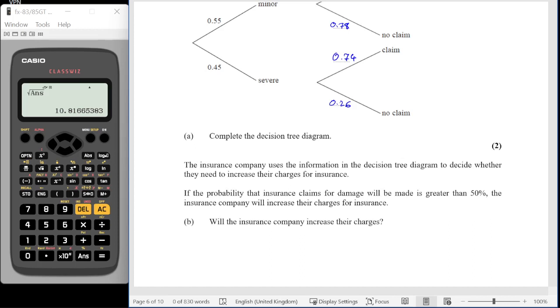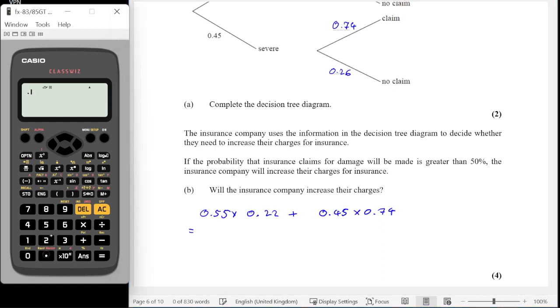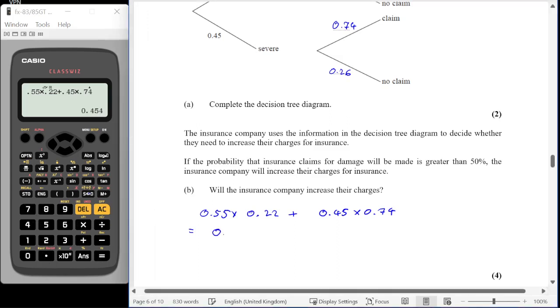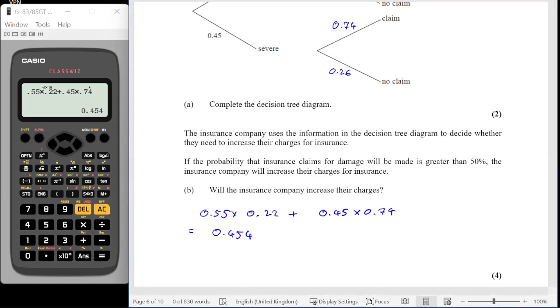So the probability of an insurance claim being made is going to be 0.55 times 0.22 plus 0.45 times 0.74. So 0.55 times 0.22 plus 0.45 times 0.74 gives me 0.454, which is equal to 45.4%.